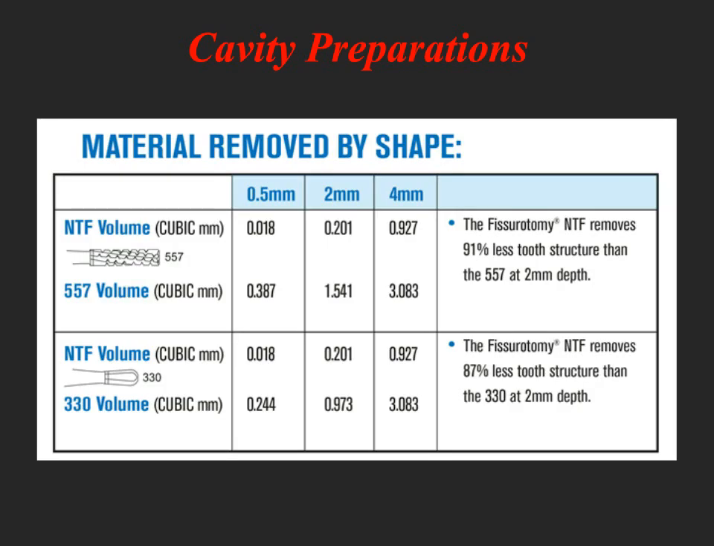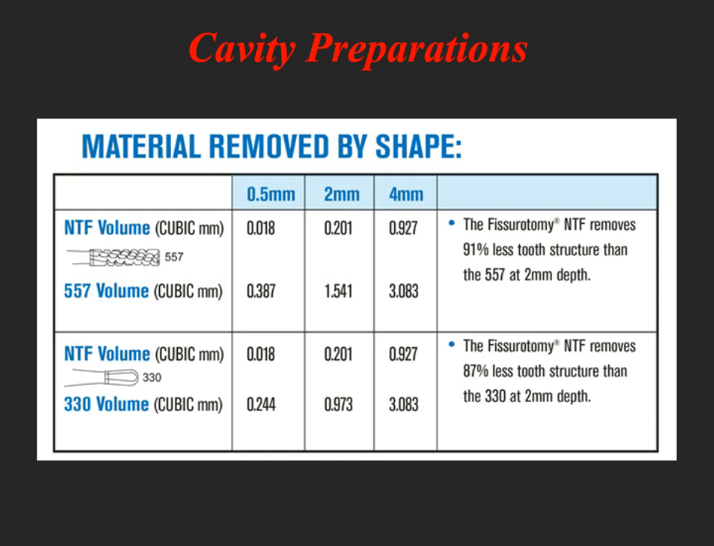This is an interesting slide to discuss cavity preparations and the amount of tooth structure that's actually removed when comparing fissurotomy burrs and traditional armamentarium. Looking at the graphic on the top of the diagram and comparing the volume of tooth structure removed by a fissurotomy burr versus a 557, for example, at a depth of 4 millimeters, you can see a fissurotomy burr removes 0.927 of tooth structure versus 3.083 from a 557. Now that's in cubic millimeters.